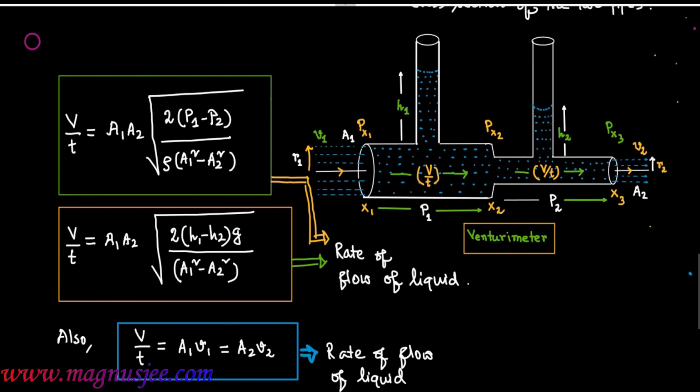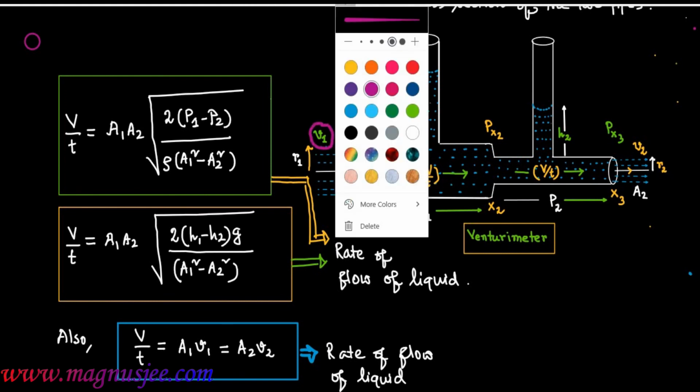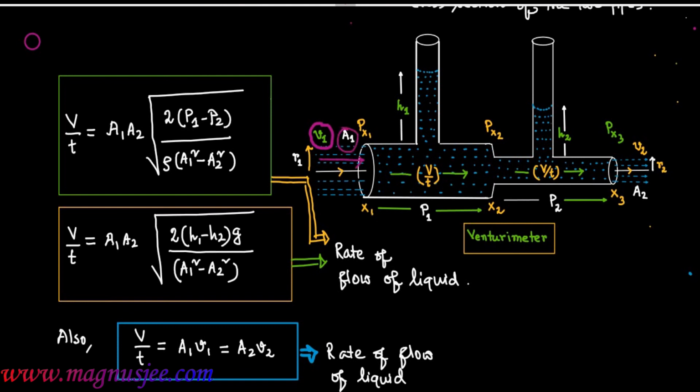If we consider the first pipe x1 x2, V1 is the velocity with which liquid enters into the pipe x1 x2, and here rate of flow of liquid through the first pipe x1 x2 is V/T, which is equal to A1V1. And if we consider the second pipe, here rate of flow of liquid V/T is equal to A2V2, and the rate of flow of liquid through the two pipes x1 x2 and x2 x3 will be the same.